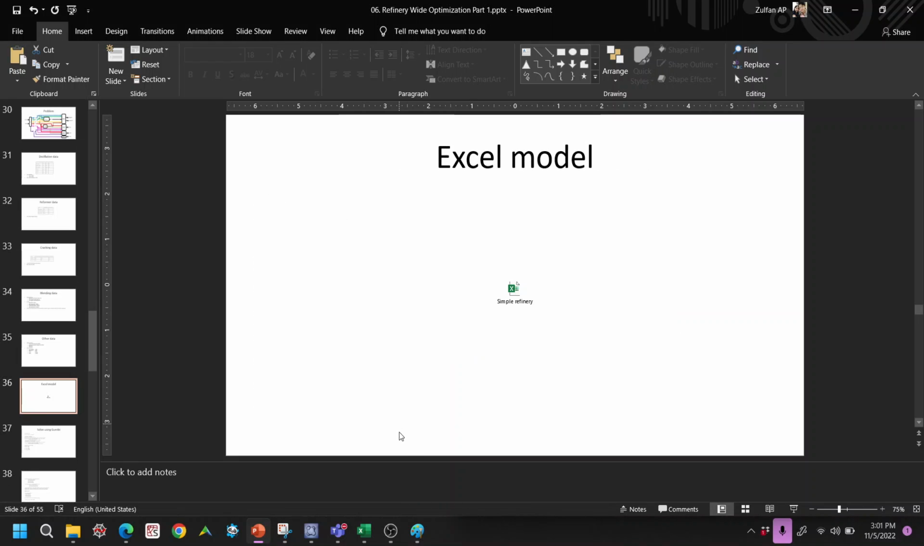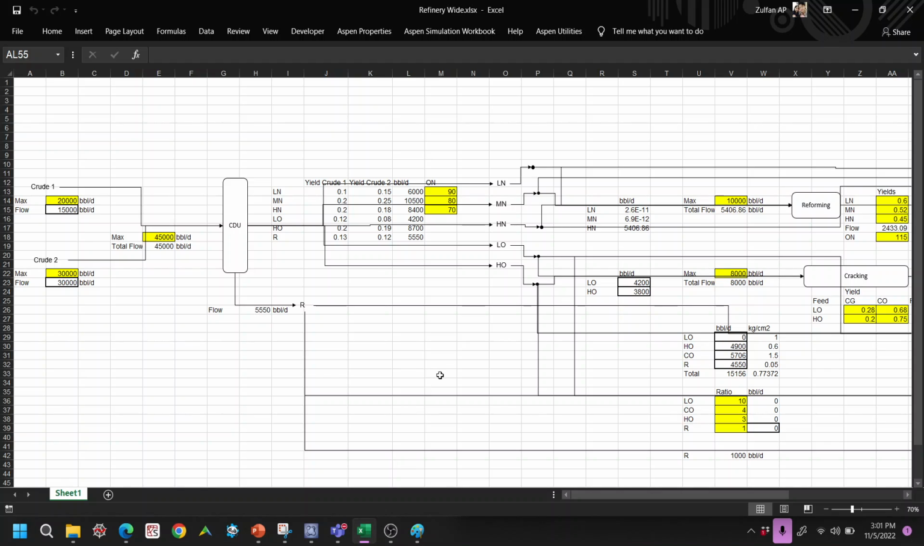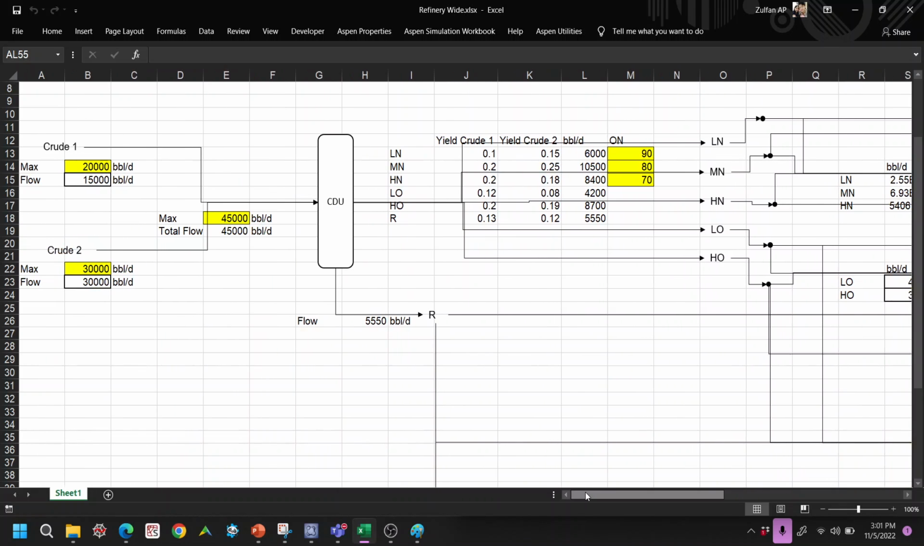So this is the Excel model. You can click on it, and I have it open already. I don't know if you can see this. So we have crude 1, crude 2, and the maximum flow is 20 kbd, and then it's also 30 kbd, and it goes to the CDU, and we know that the CDU is maximum 40 kbd. Okay, so this is the maximum number.